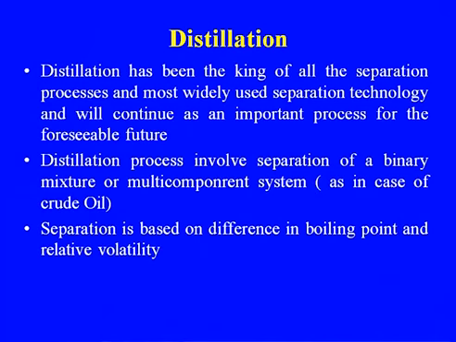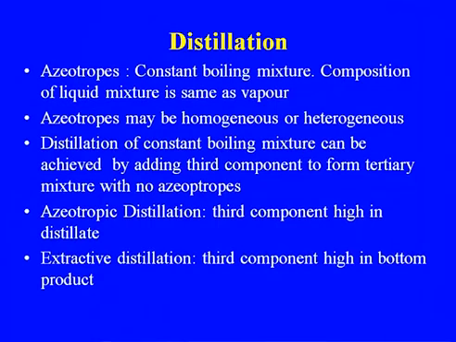Sometimes there is a problem when the boiling points are close, but there are still some developments in the distillation process, that is azeotropic and extractive distillation, so we can also process the close boiling components. In an azeotrope, the composition of the liquid mixture is the same as that of the vapor, and so the separation is difficult by conventional distillation. Azeotropes may be homogeneous or heterogeneous.